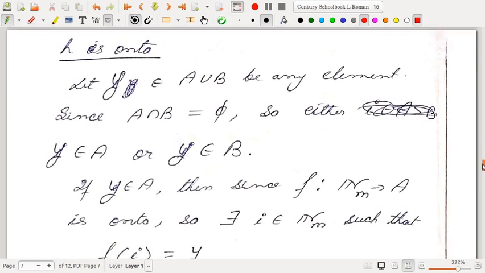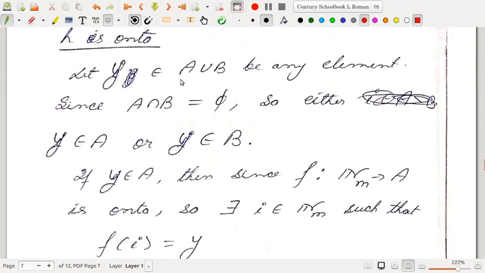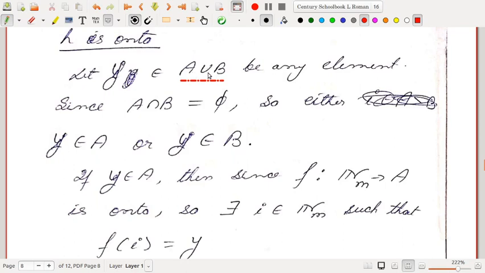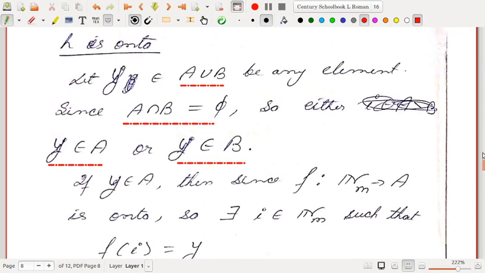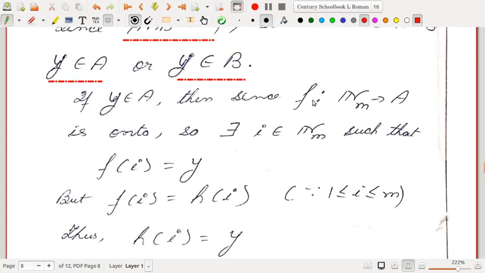Okay. Next I have to show that h is onto. So we start with an arbitrary element in the codomain. So let y belong to A union B be any element. Since A intersection B is empty, either y belongs to A or y belongs to B. So there are two cases. If y belongs to A, then what happens? Since f from N_m to A is a one-one onto map, there exists an i inside N_m such that f(i) is equal to y. But since i belongs to N_m, that means i lies between 1 and m. So in that case, f(i) can also be written as h(i).